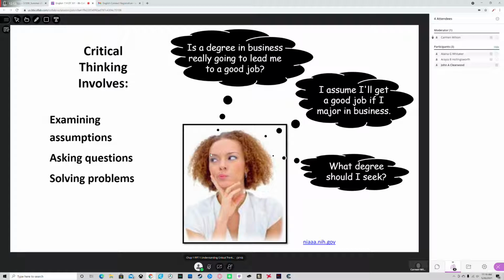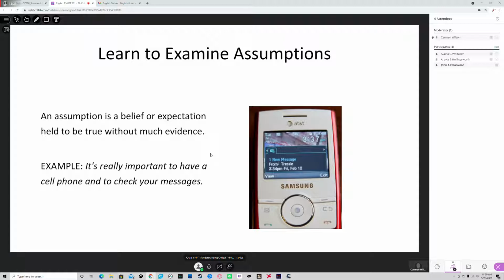Okay. And then after asking relevant questions, doing the research, and looking at all sides of the issue, then you can solve the problem. That's the most important thing that I want you to remember from this. So you want to examine your assumptions, ask relevant questions, get different perspectives, and then you can solve the problems at hand.